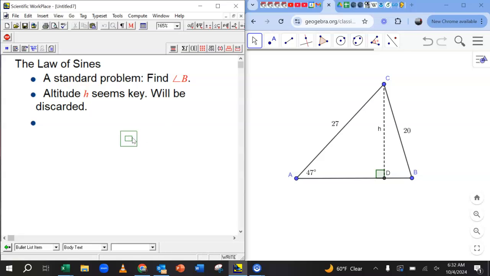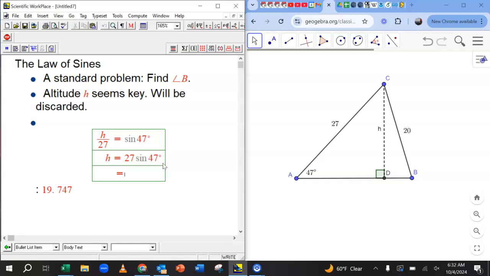So what's the first thing we could do? We're going to try to find H, and that's going to be with a trig ratio. H over 27 is going to be sine of 47 degrees. And so H is 27 sine 47 degrees. That's great. Let's go ahead and get that. Not hard to calculate. And that is 19 point. Let's keep some accuracy there. The main thing is we're going to be looking at a derivation of something with letters. But anyway, okay, so that's our height.